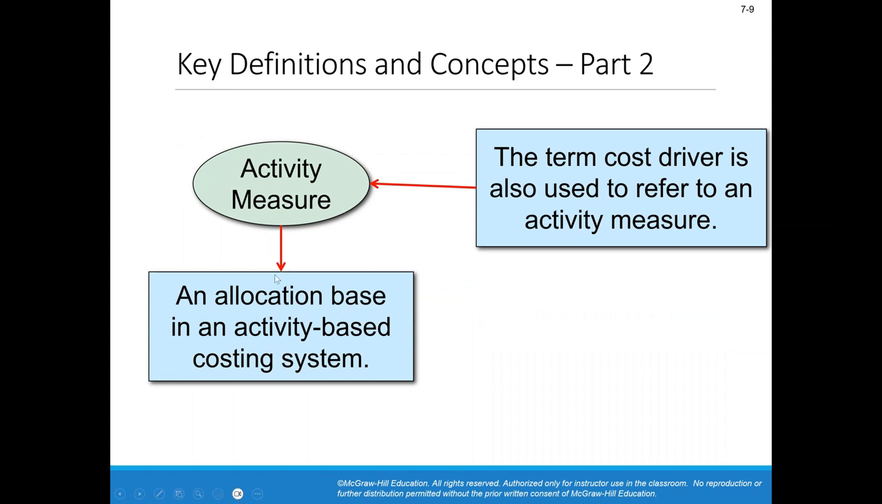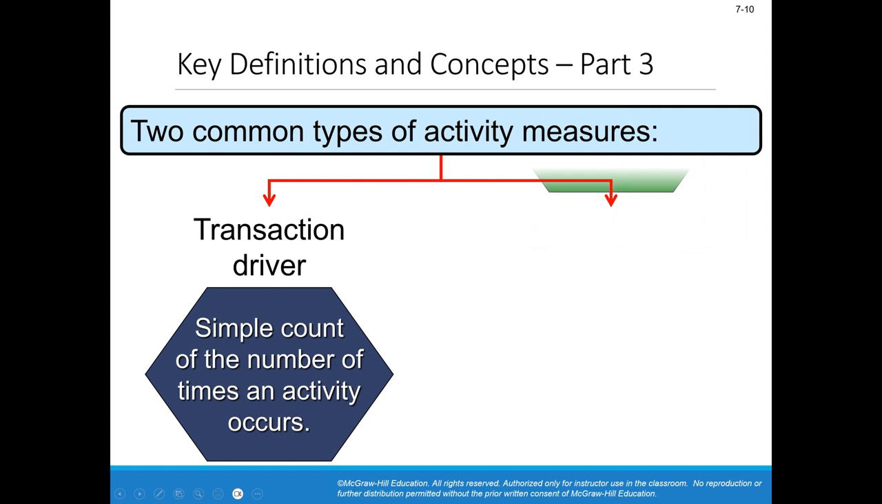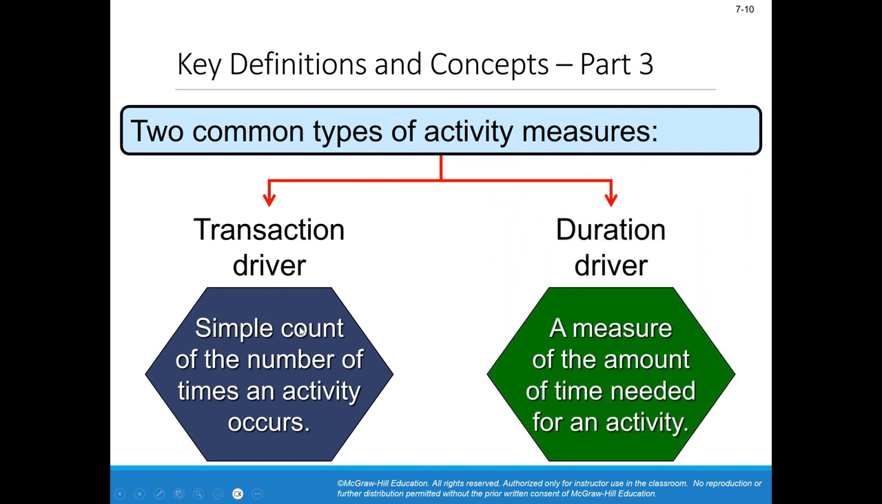The measure is an allocation base in an activity-based costing system. So we have two types. We have transaction drivers, a simple count of the number of times an activity occurs, all right? And then duration drivers, a measure of the amount of time needed for an activity.